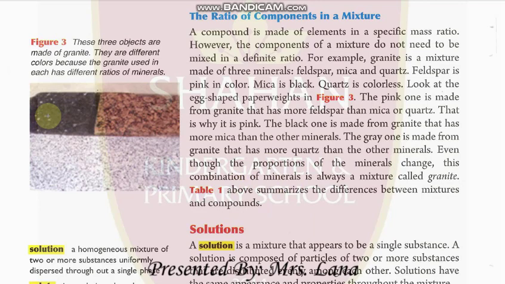In this paragraph, I explained that the three objects in figure number 3 are made from granite, but they are different in color because the granite used in each has a different ratio of minerals. The table above summarizes the difference between a mixture and a compound.